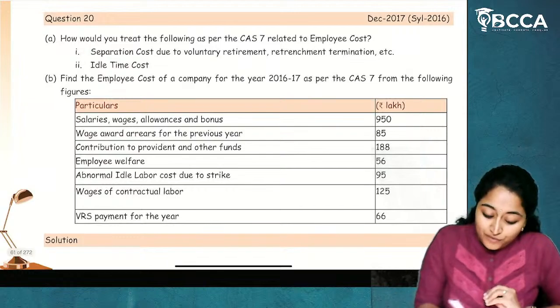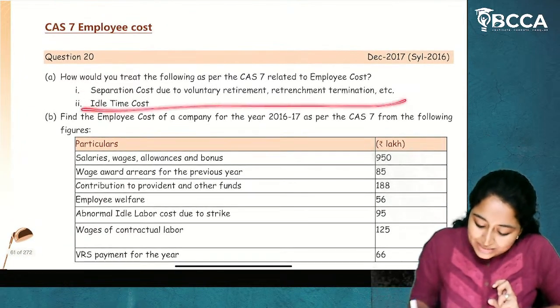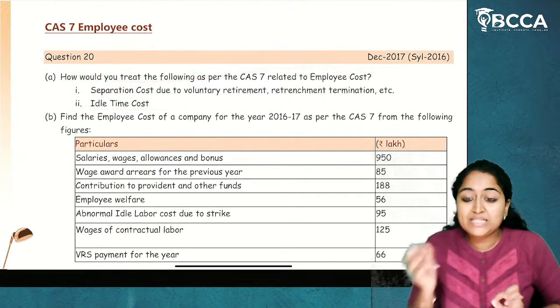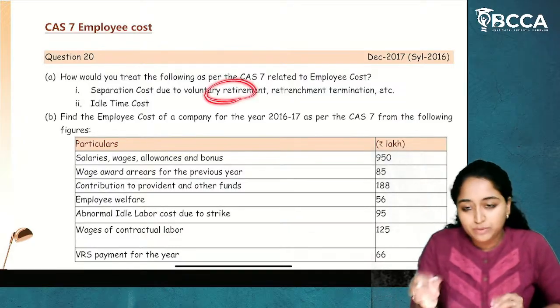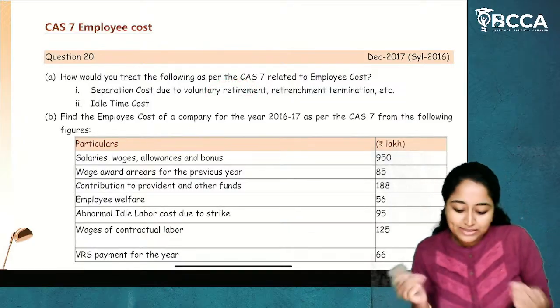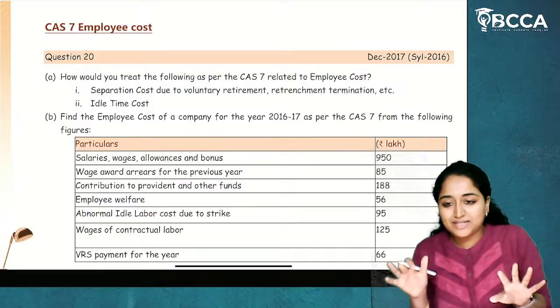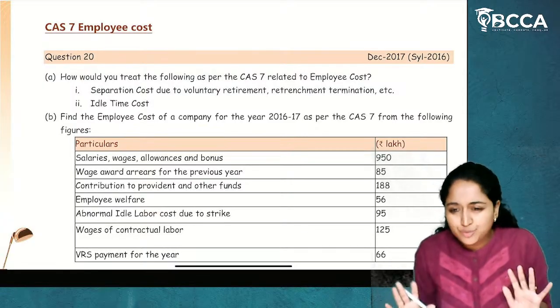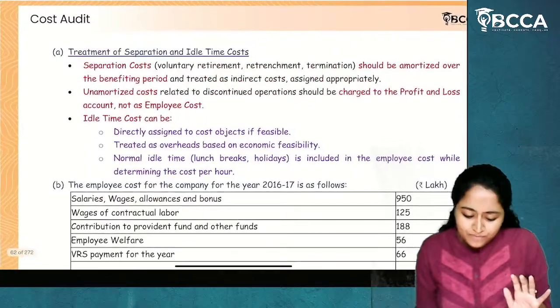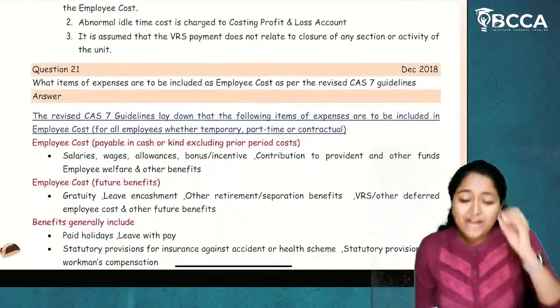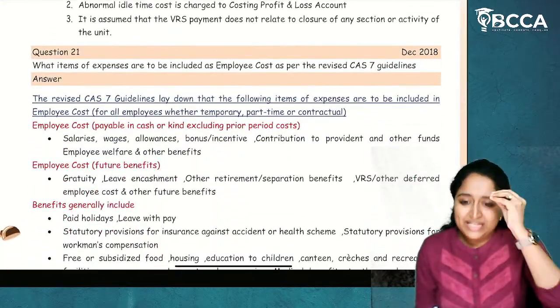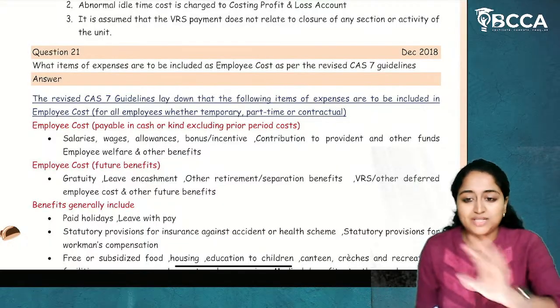And if you're going for CAS 7, you can see this particular point. Regarding separation cost, a question will be asked. Now, what if voluntary retirement, retrenchment, separation cost is there? That should be amortized over the period of benefit. So, you have to write that. If you have enough clarity about concepts, you can easily attempt the theory questions for cost accounting standards.